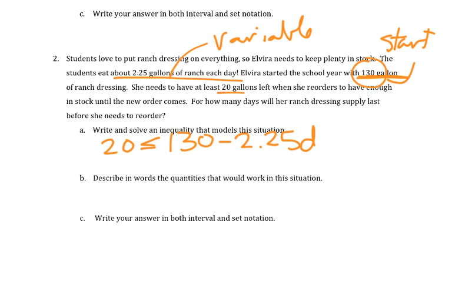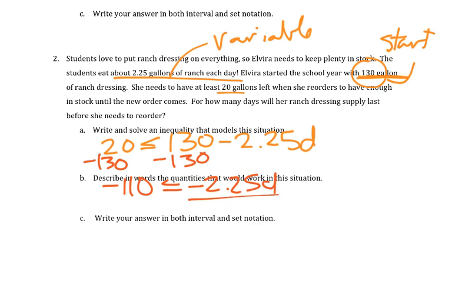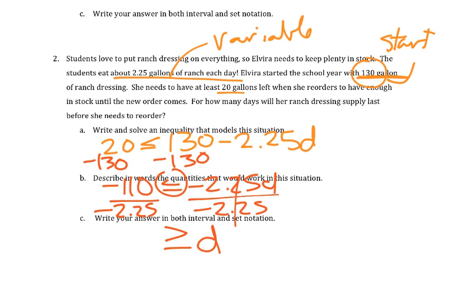So to solve it, I subtract 130, giving me negative 110 is less than or equal to negative 2.25d. Divide by negative 2.25. And because we're dividing by a negative with inequalities, that flips the inequality. We end up with d, and then negative 110 divided by 2.25 gives us about 48.8 repeated.